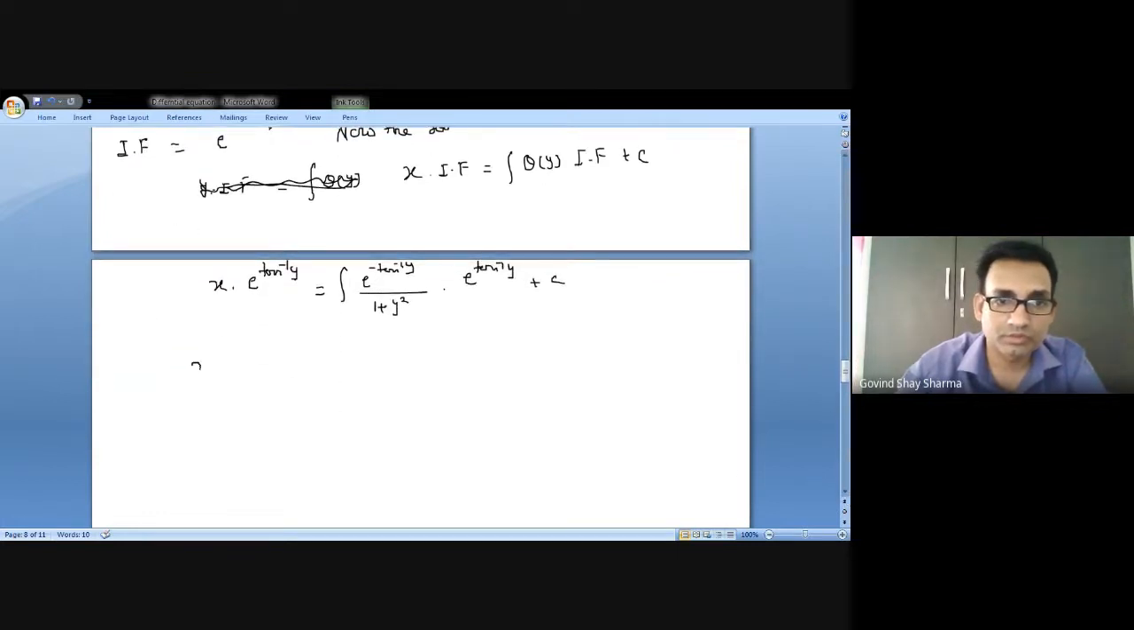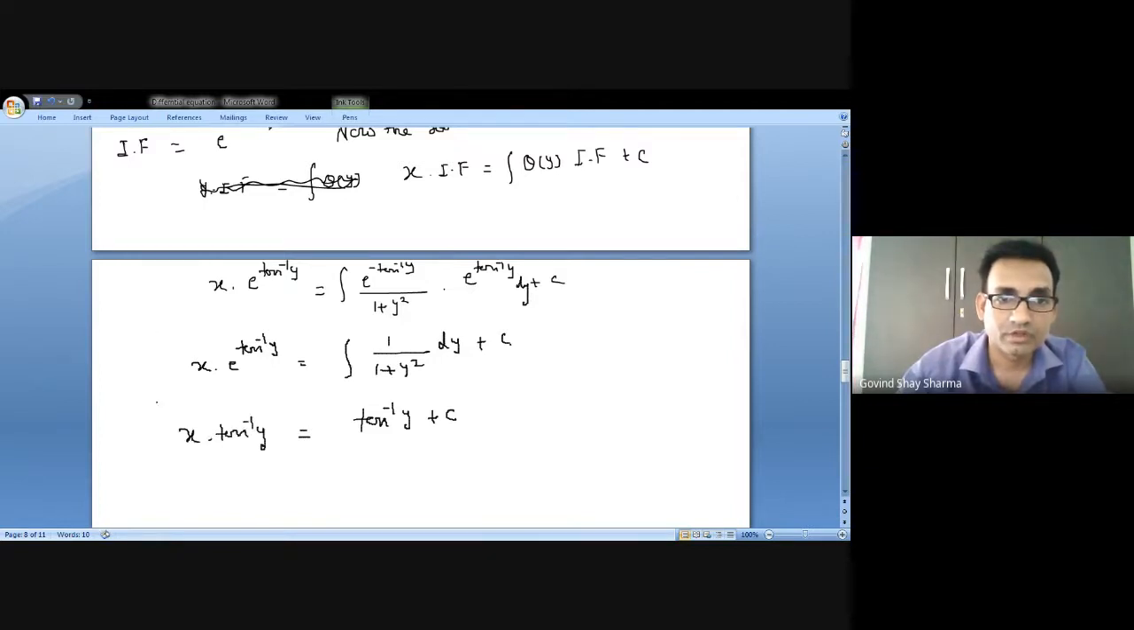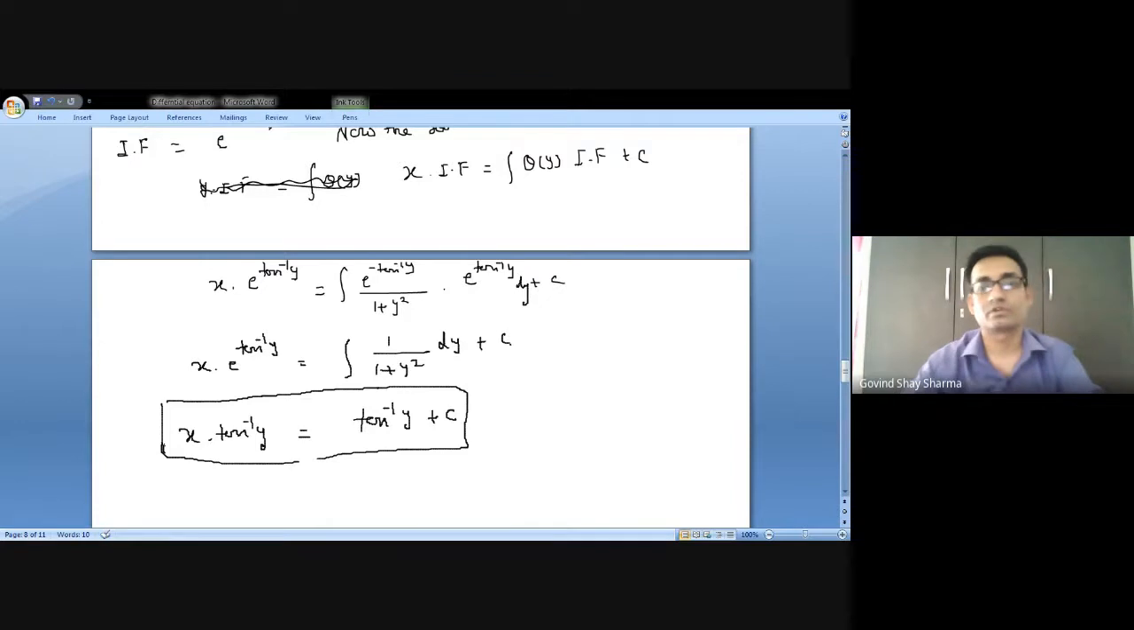So the solution becomes x e to power tan inverse y equals integration of 1 upon 1 plus y square, here dy also, dy plus c. So this becomes tan inverse y plus c. This is the solution of the first order linear differential equation. Okay. Now I repeat the process.